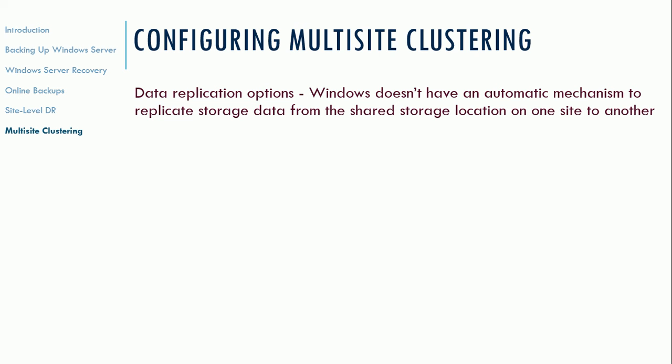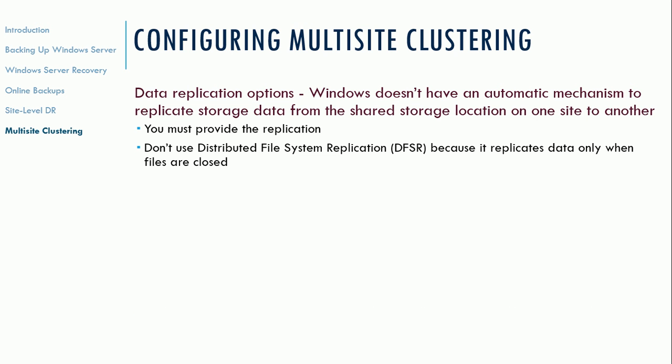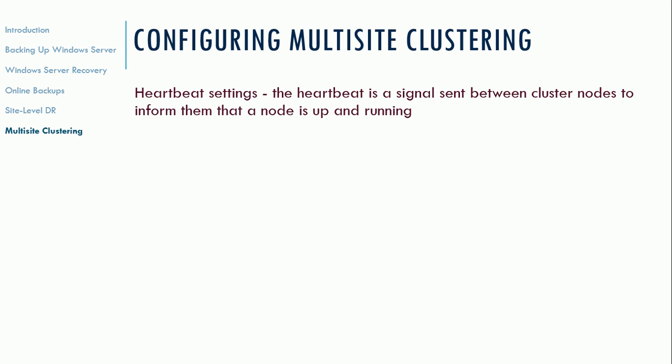So, data replication options. Windows doesn't have an automatic mechanism to replicate storage data from the shared storage location on one site to another, so you have to provide the replication somehow. You don't use Distributed File System Replication because it replicates data only when files are closed, which obviously isn't going to help us with VMs and so forth. Replication of data can be synchronous or asynchronous, but again, you have to provide some other mechanism to do that.